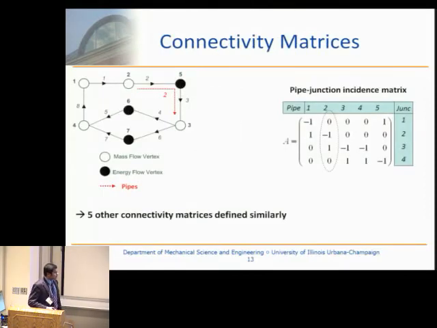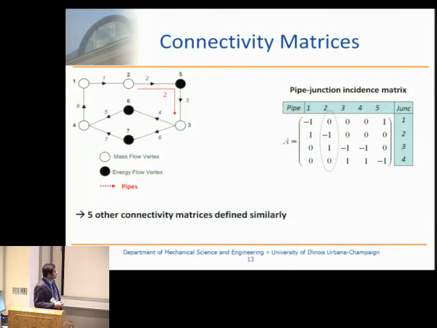Once we have obtained the graph representation, the next step is to capture the connectivity information from the graph, and that is extracted in the form of certain matrices. As an example, I show one particular matrix here. I call it the pipe junction incidence matrix. The columns here are the pipes, the rows are the junctions.